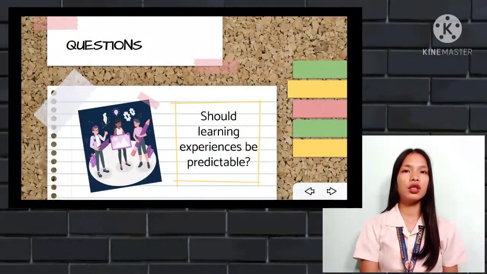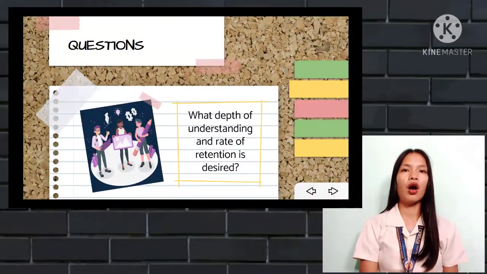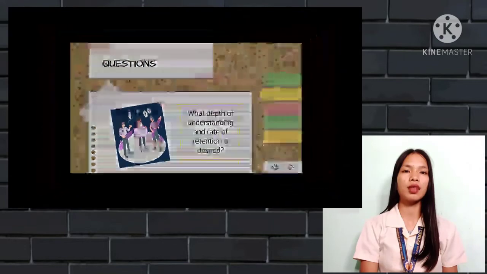Next, should learning experience be predictable? The deductive approach is more predictable because the teacher selects the information and sequence of presentation. Third, what depth of understanding and rate of retention is desired? Students tend to understand and remember more when learning occurs inductively.